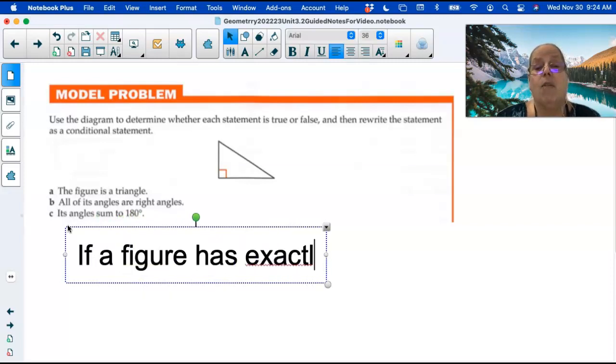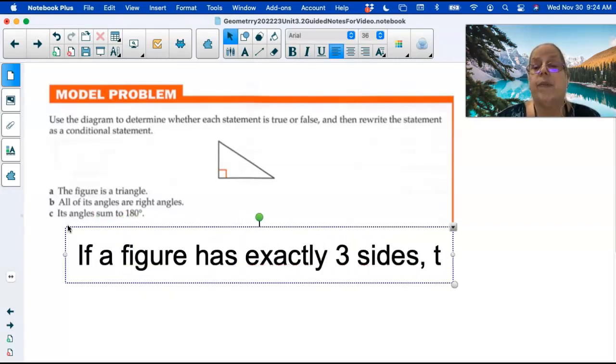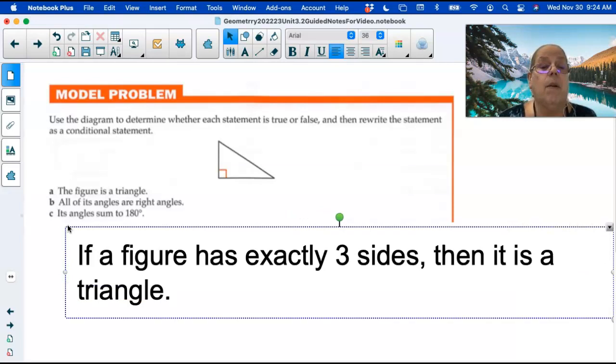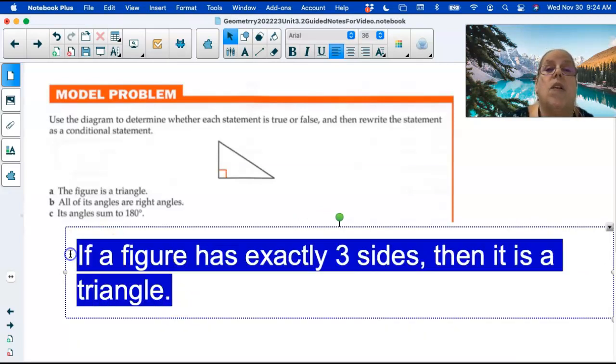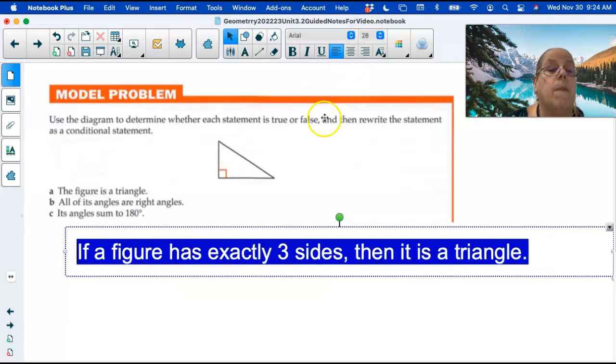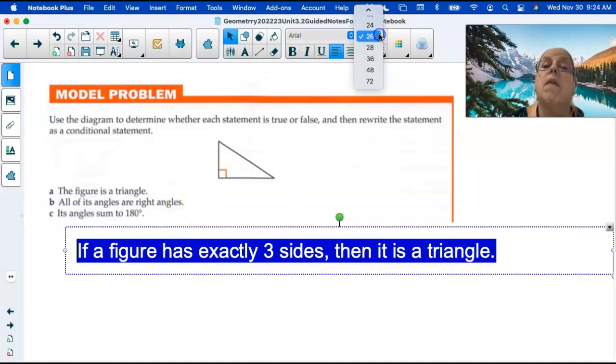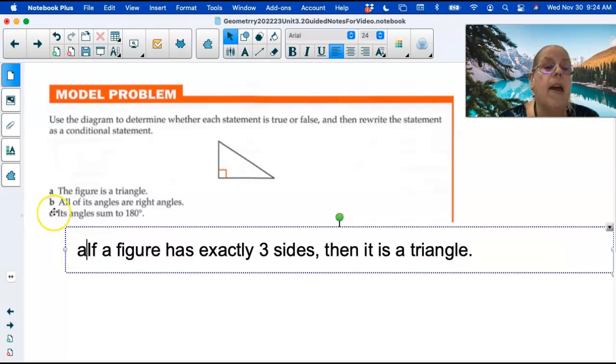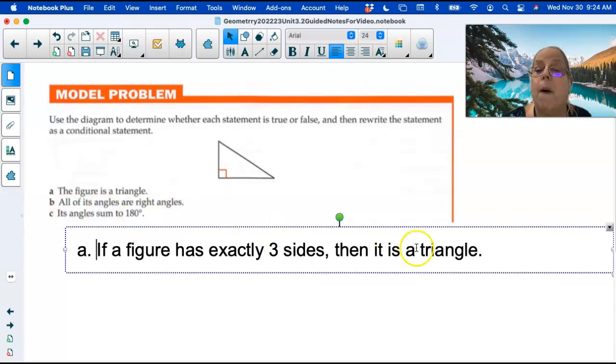If it has exactly 3 sides, then it is a triangle. I'm going to make that smaller because you can see this from outer space. Okay, so that's for part A. We made it an if-then statement. Okay, now part B is not true, so we're not going to rewrite that.